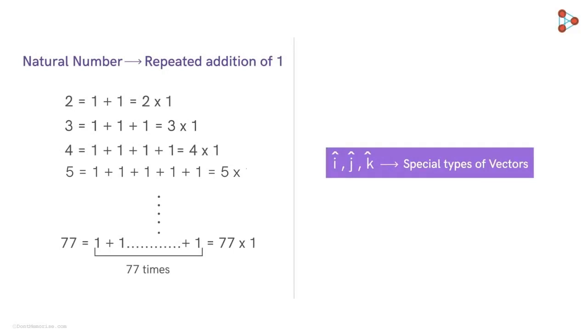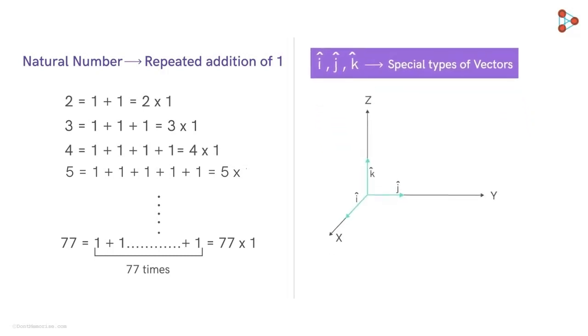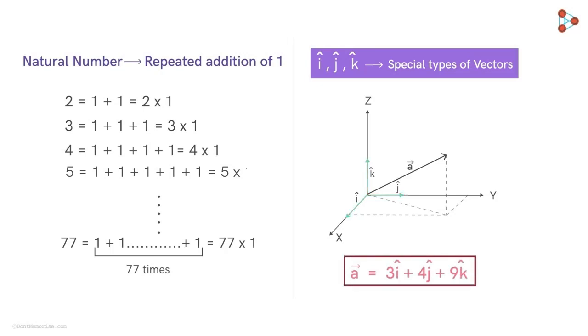Similarly for vectors, there exist some special vectors similar to the number 1. These vectors, i hat, j hat and k hat are some examples of them. In the 3-dimensional space, they act like the number 1 for different directions like this. So for example, suppose we have a vector A in the 3D space. Then it can be decomposed into addition of these vectors like this. Don't worry about what all these symbols mean. We will understand them in detail.